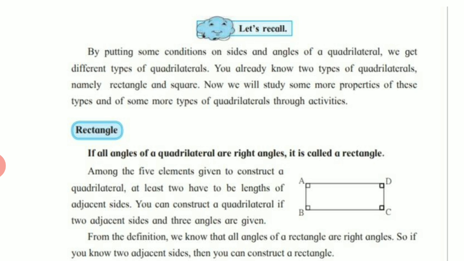In that one, first, rectangle. If all angles of a quadrilateral are right angle, it is called a rectangle. Among the 5 elements given to construct a quadrilateral, at least two have to be length of adjacent side. You can construct a quadrilateral if 2 adjacent sides and 3 angles are given. From this definition, we know that all angles of a rectangle are a right angle. So if you know 2 adjacent sides, then you can construct a rectangle.